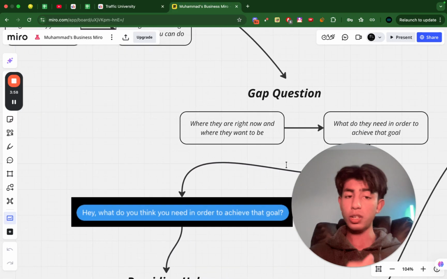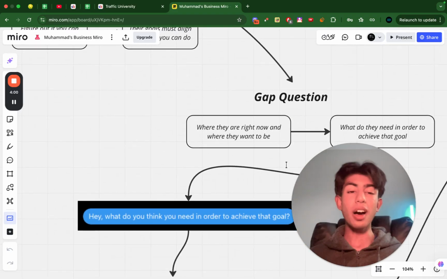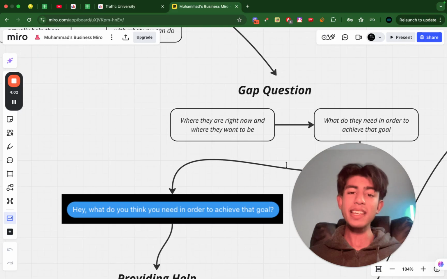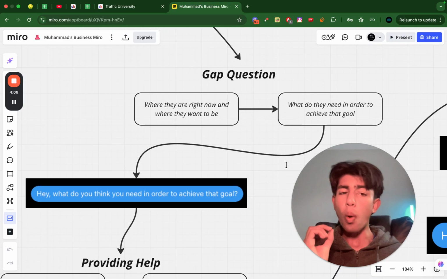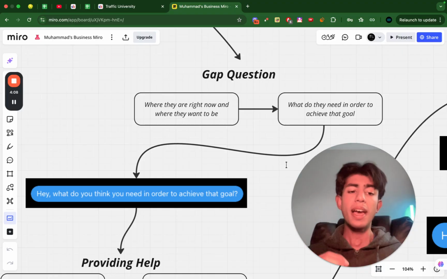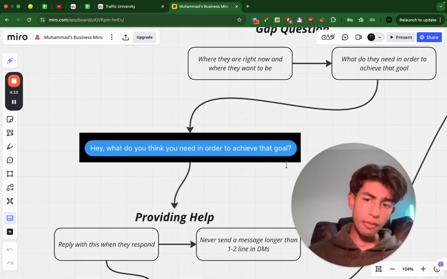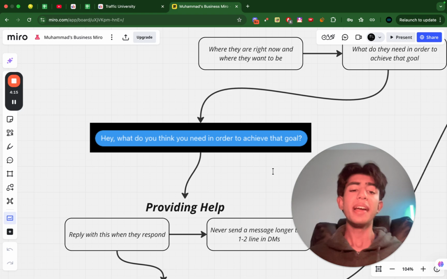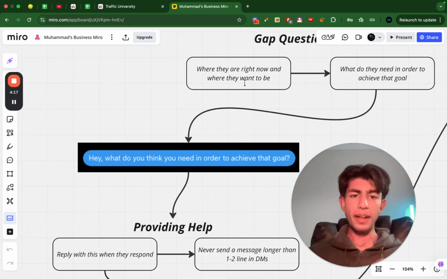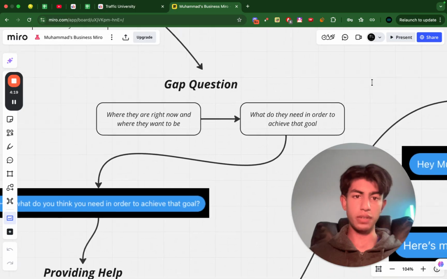So the first part, which we do in the qualification phase, is we ask a gap question, which is basically understanding where they are right now and where they want to be, as well as what do they need to do in order to achieve their goal. For example, hey Mohammed, what do you think you need to do in order to achieve that goal? That's where they are right now. And what do they need to do in order to achieve that goal?